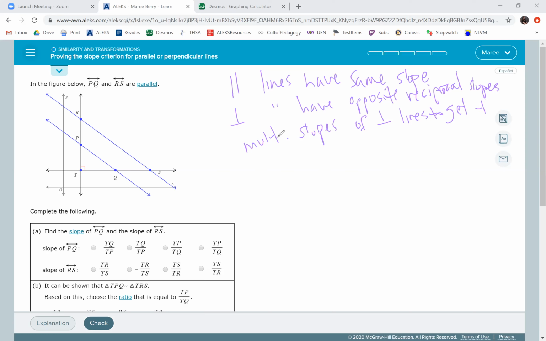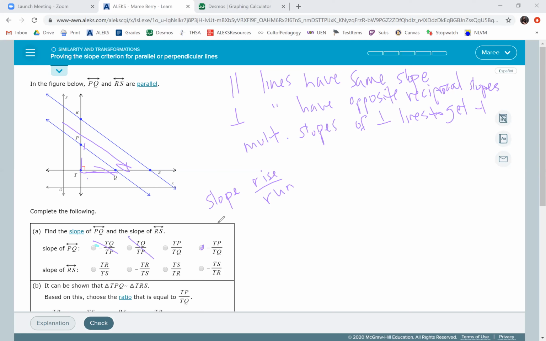So let's look at some of these questions now. The slope of PQ is equal to, okay, now it needs to be rise over run. So we have to remember slope is rise over run. If we have TQ, that's a run, so it's definitely not going to have TQ in the numerator. It's going to have TP over TQ or negative TP over TQ. It's going to be the negative one because look, it's a negative slope. It's going downhill. So it's going to be that one.